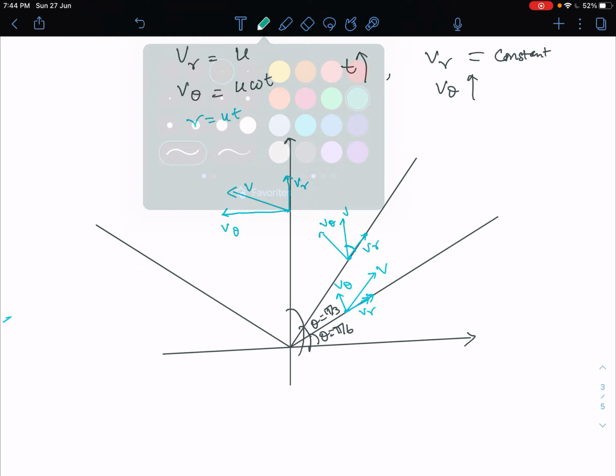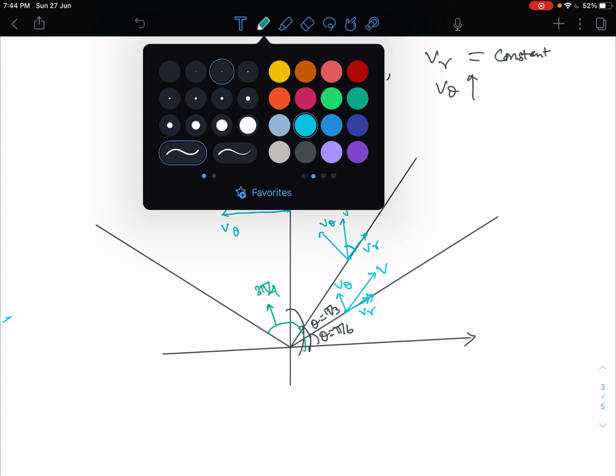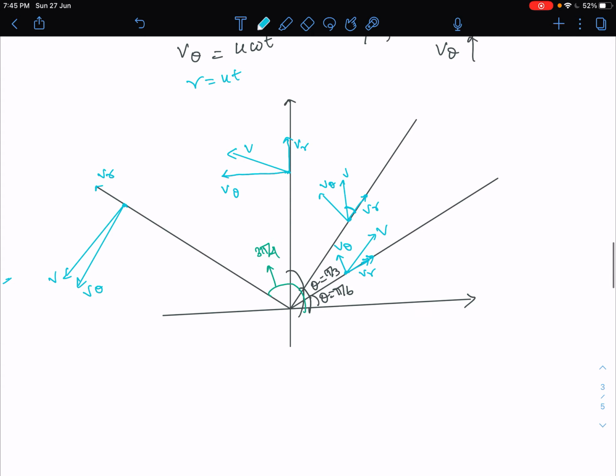So this angle is 3 pi by 4. In this case, the r will also increase, and the Vθ will be much larger than Vr, so it will be more inclined towards Vθ. So the trajectory will look something like this. It will start from the origin, go all the way up to here, then here, then up to, this will be like this. It will be following this kind of trajectory.